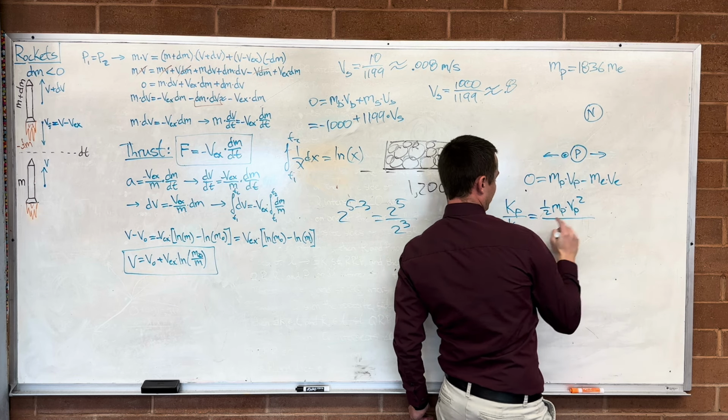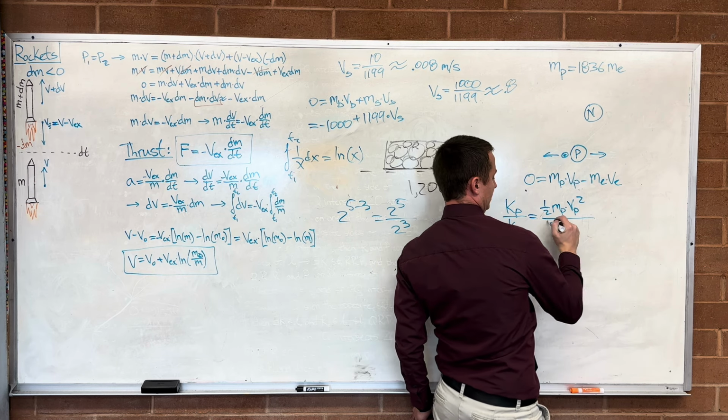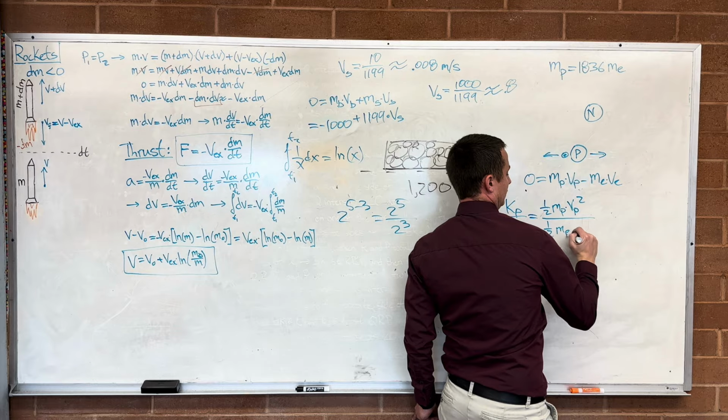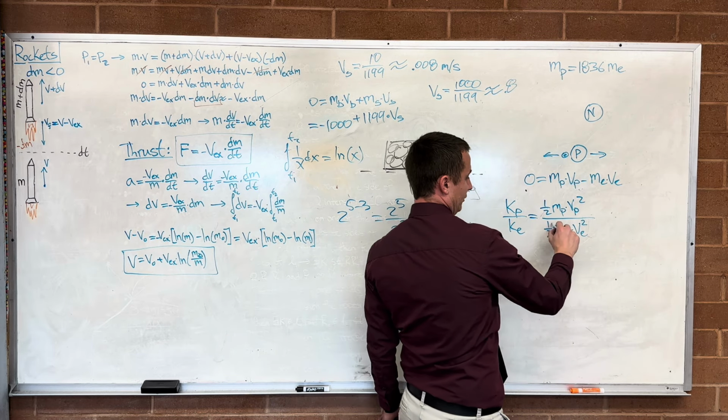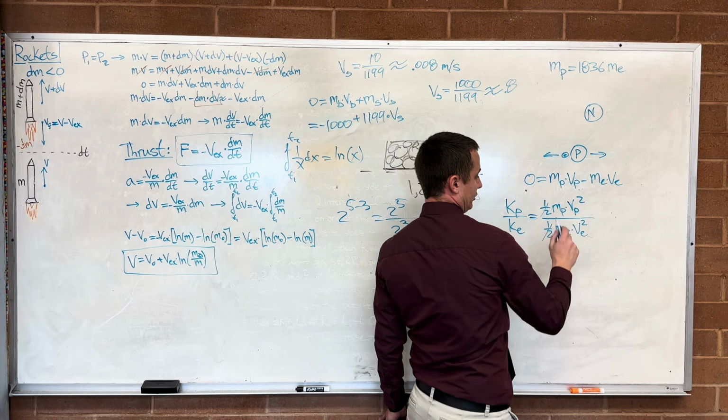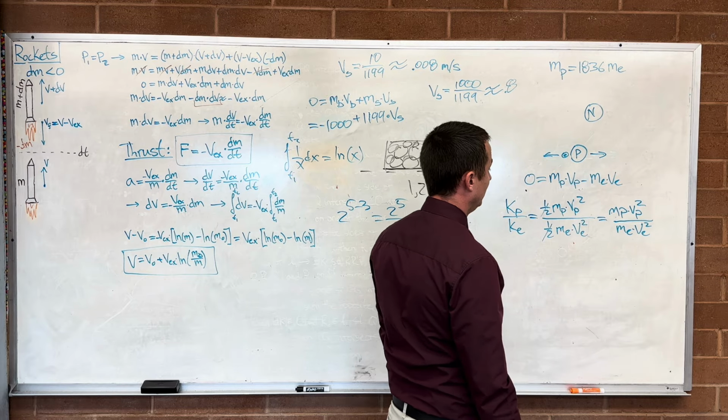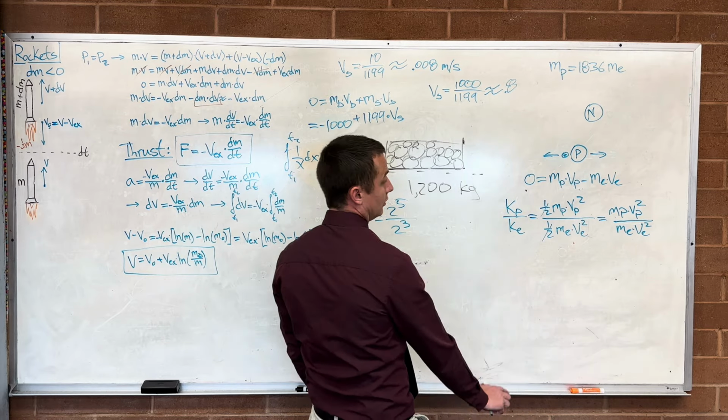All over, what's the kinetic energy of the electron? 1/2 m sub e times v sub e squared. Now we see that the 1/2 goes out, so it's mp times vp squared all over me times ve squared. We know the mass of the proton in terms of the electron, so we can substitute that in, and the me's cancel out.